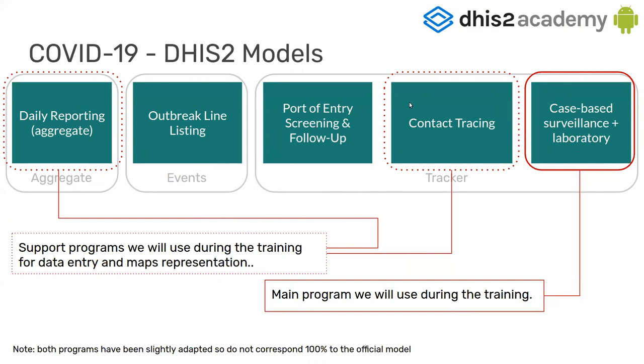The ones that are marked with a dash or dot line, which are the contact tracing and the aggregate, are going to be support programs that we will also be using, but in a smaller way. It's important to note that these packages have been adapted slightly to our needs for the academy. So it's not 100% accurate to what you would find in the real environment, but we are explaining what the differences are and how we have implemented them.